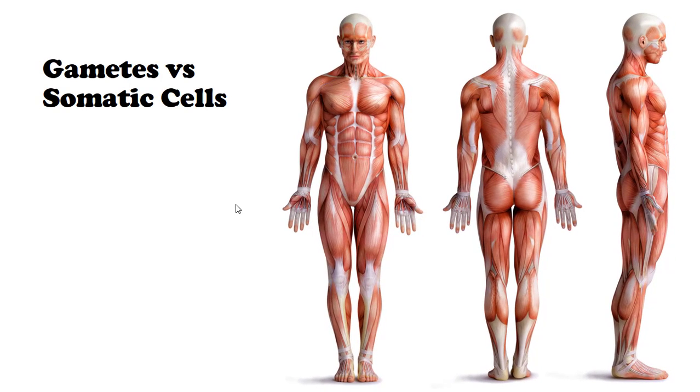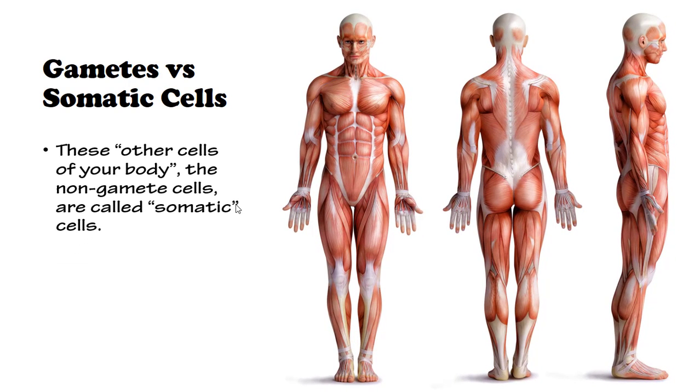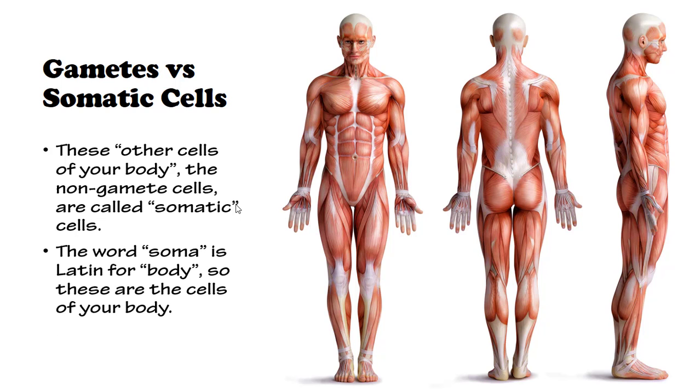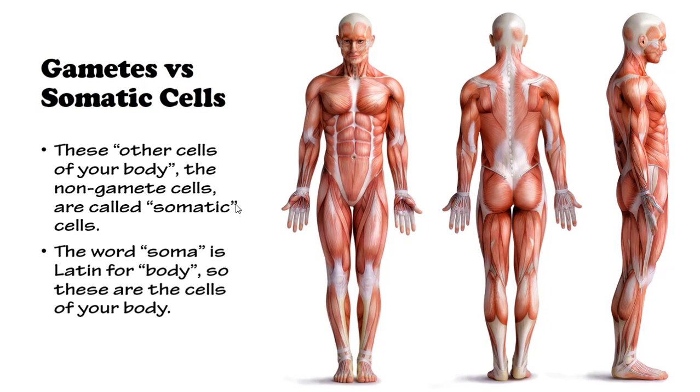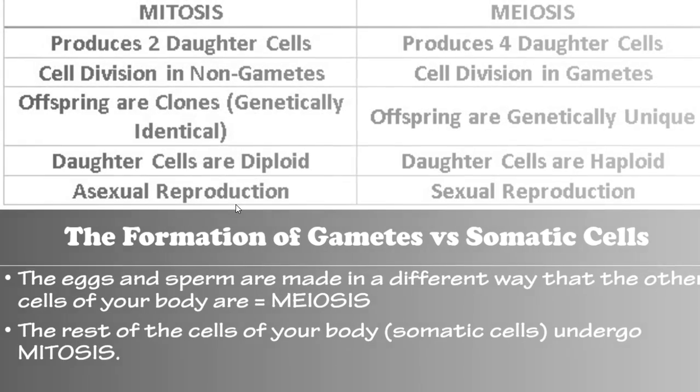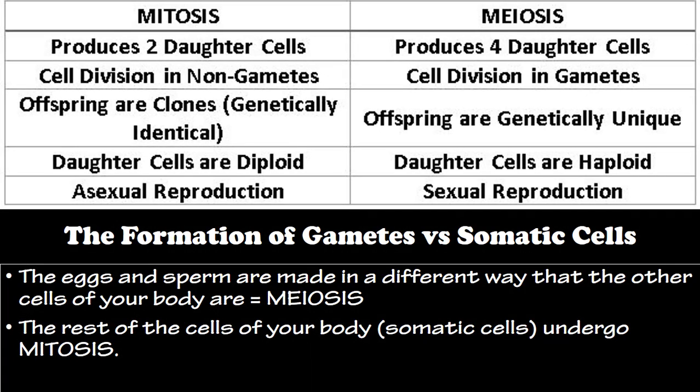Gametes versus somatic cells. These other cells of your body, the non-gamete cells, are called somatic cells. The word soma is Latin for body, so these are the cells of your body. The eggs and sperm are made in a different way than the other cells of your body. Eggs and sperm are gametes and they form through the process of meiosis. The rest of the cells of your body, the somatic cells, undergo cellular reproduction using mitosis.